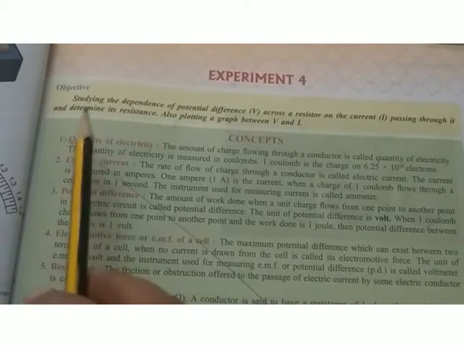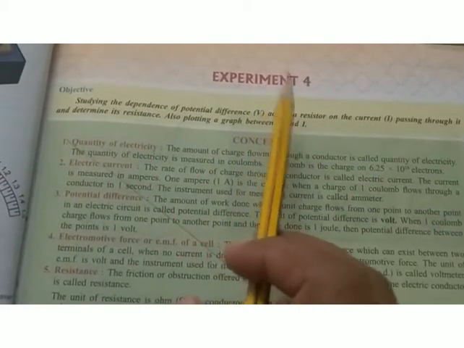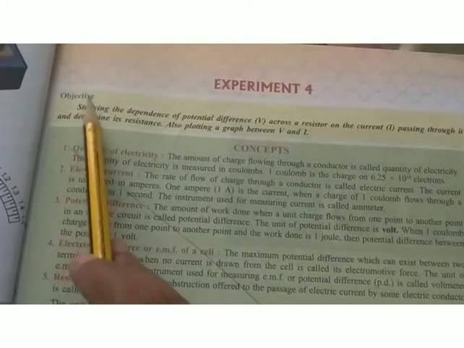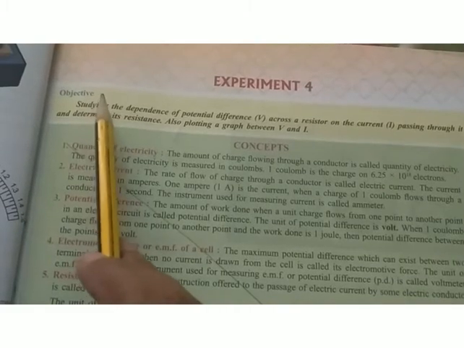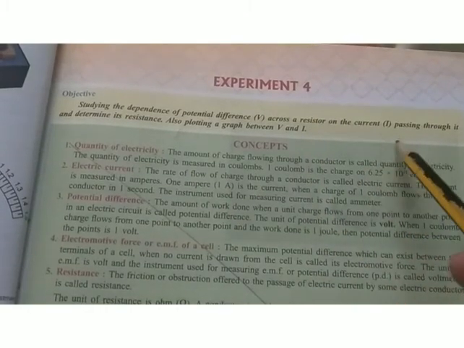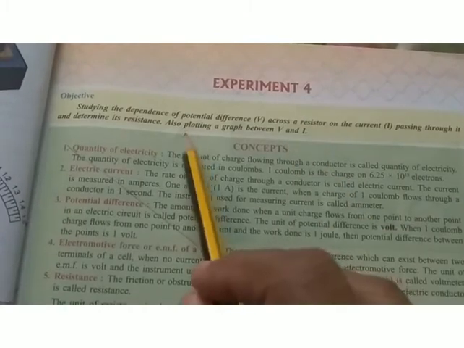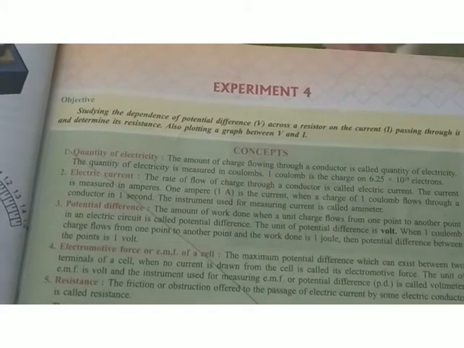So next we can discuss the physics experiment. I told you today we will discuss 3 experiments, and the first experiment is Ohm's law. So this is our experiment 4, Ohm's law. And here first there is the objective. Objective means aim. And what is the aim? Studying the dependence of potential difference across the resistor on the current passing through it and determining its resistance. Also plotting a graph between V and I.